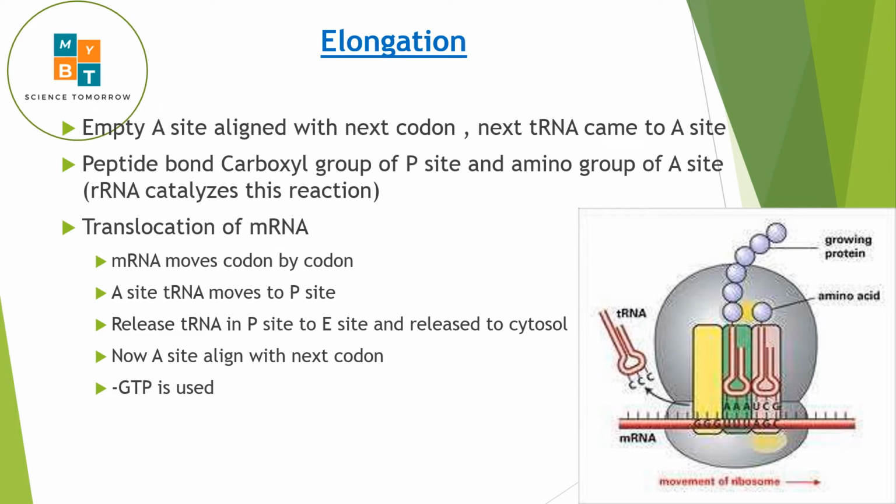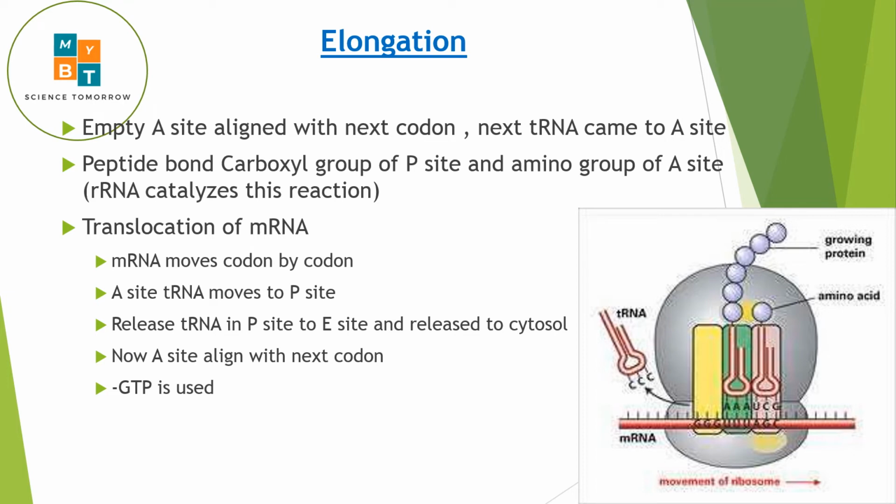So the amino acids of the previous tRNA and the next one come together. And what happens here? A peptide bond is made between the amino acids. You can see it in the figure. The carboxyl group at the P site and the amino group at the A site form the peptide bond. And the rRNA, the ribosomal RNA subunit of the ribosome, catalyzes this reaction.